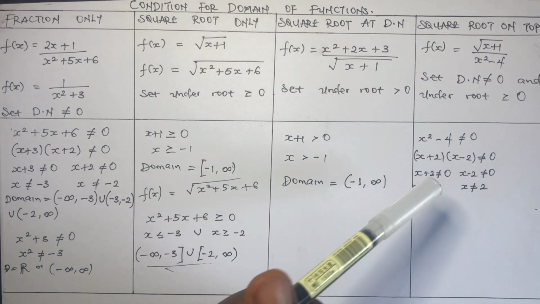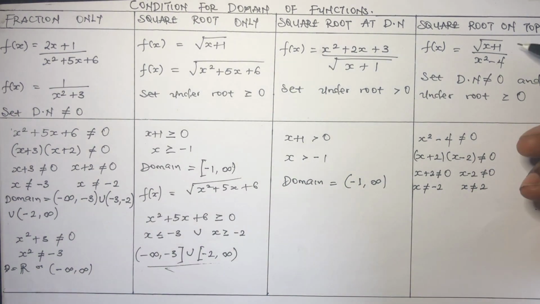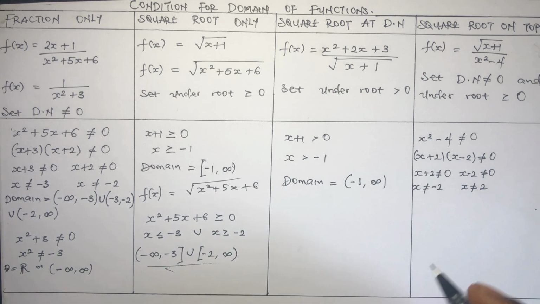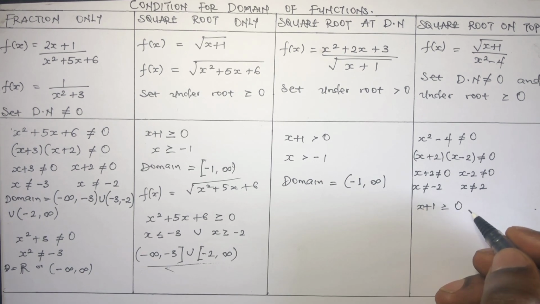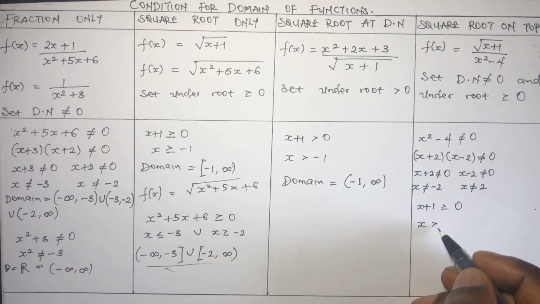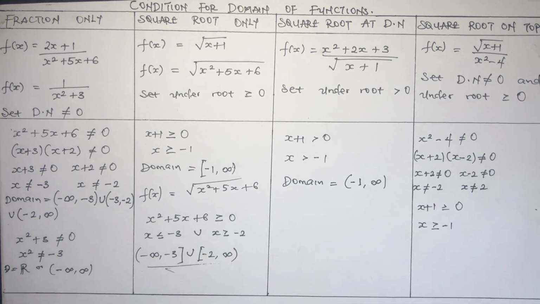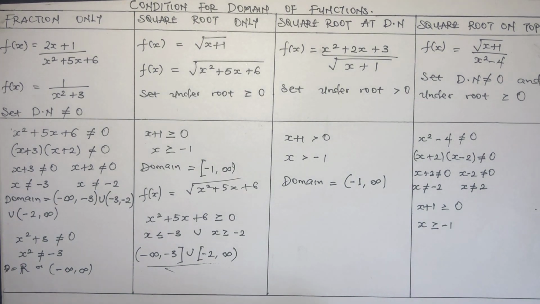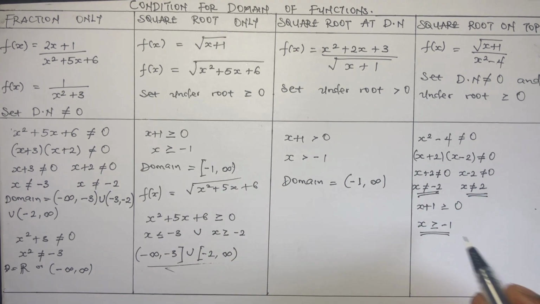And let's take into consideration the second condition to get the domain of this function. We'll set everything under this root to be greater than or equal to 0. So we have x plus 1 should be greater than or equal to 0. When we subtract 1 from both sides, we have x greater than or equal to negative 1. Then do not forget the condition from the first one. This is the first condition, this is the second condition, and this is the third condition. Now we have 3 conditions for the domain of this function.